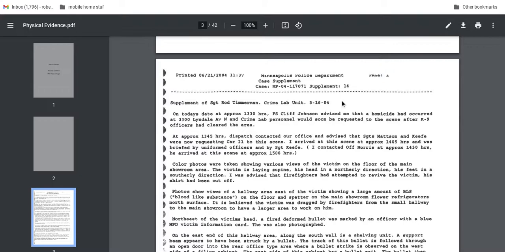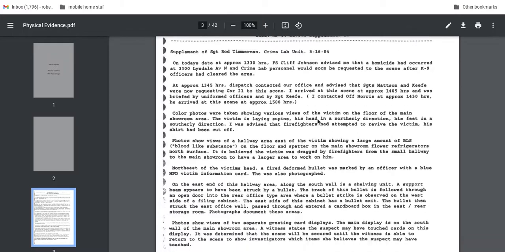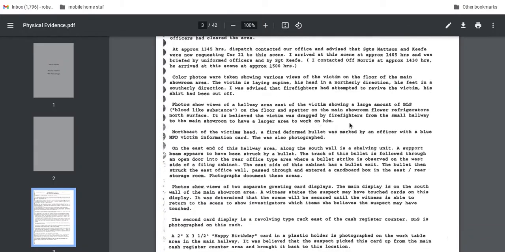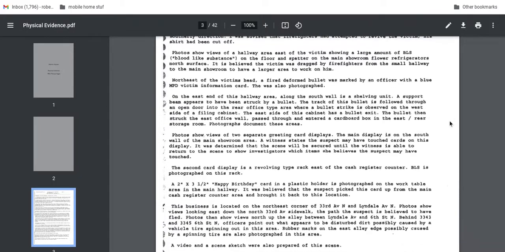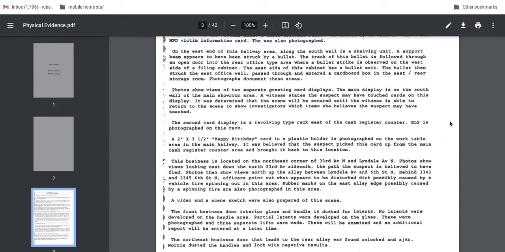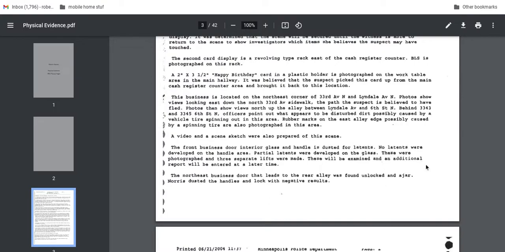During that time frame, the entry and exit to the scene is restricted. And I'll show you where it shows that later. But it's basically investigators, only certain officers are allowed in there. It's supposed to be a log, stuff like that. Anyway, it describes the scene, what happened there at the scene, and what evidence they found. Okay, so this describes where the evidence was that they found, what they did, video, sketch, stuff like that.